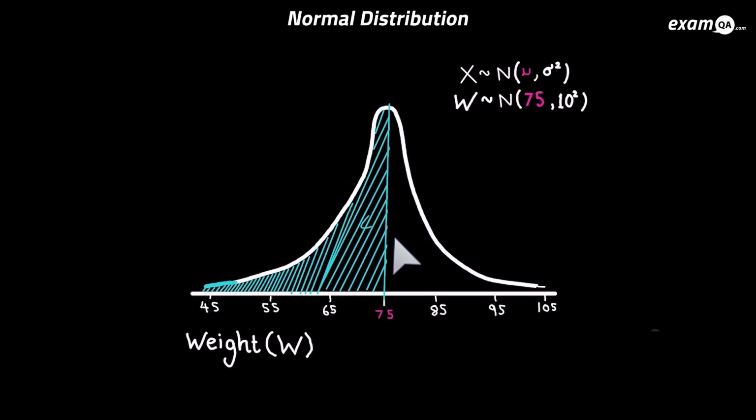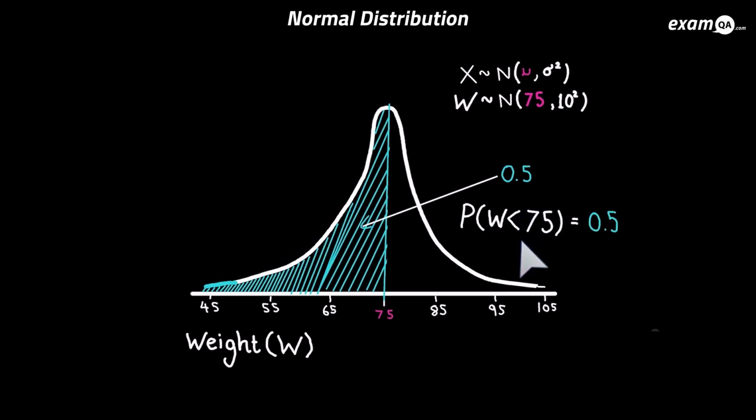Okay, so here I've shaded some area. I want you to try to guess what this area would be. Okay, so all of the area underneath the curve adds up to 1. And you can see this is half of that area. So hopefully you said 0.5. And this can be represented like this. The probability of W being less than 75, the probability of having a weight less than 75 is 0.5. And that's because 75 is in the middle.